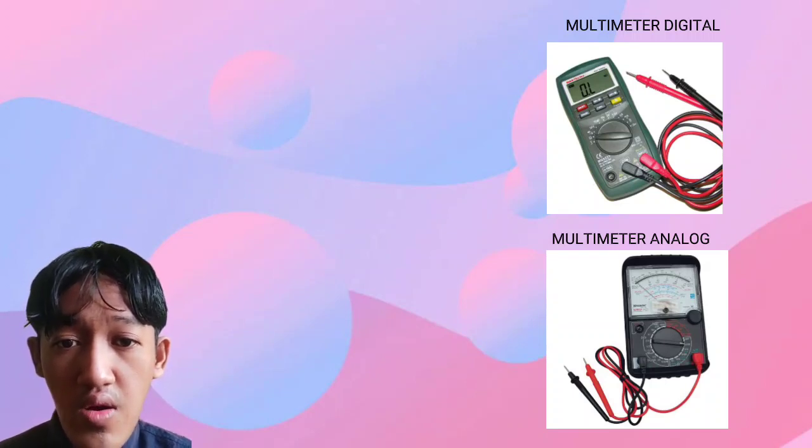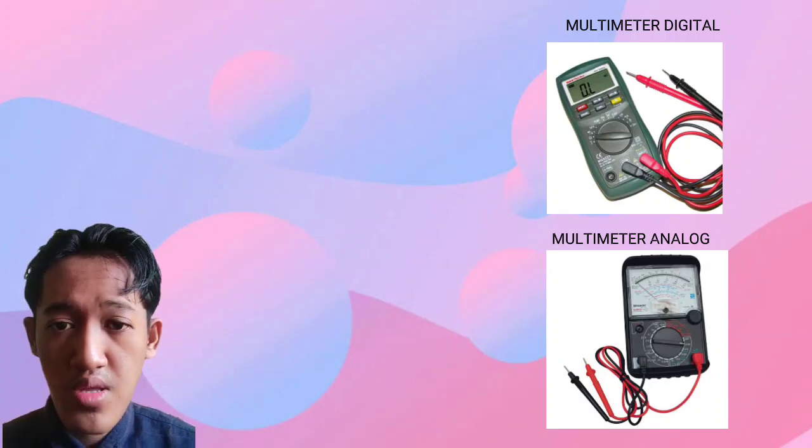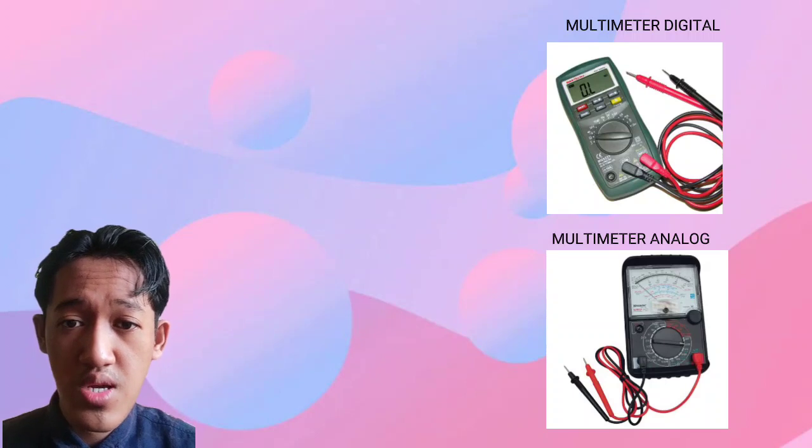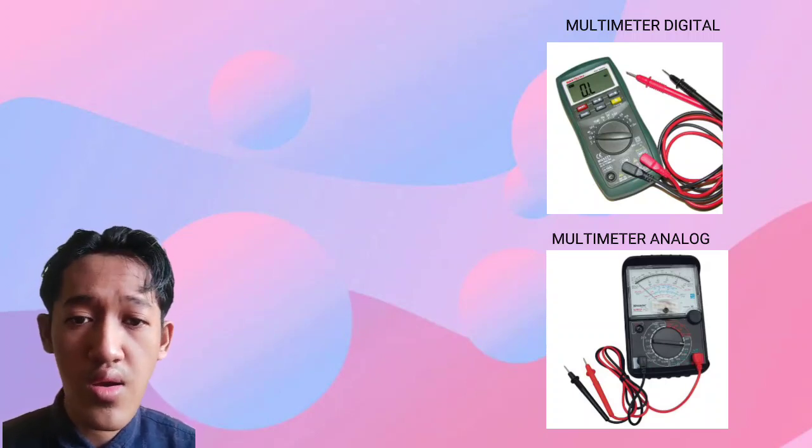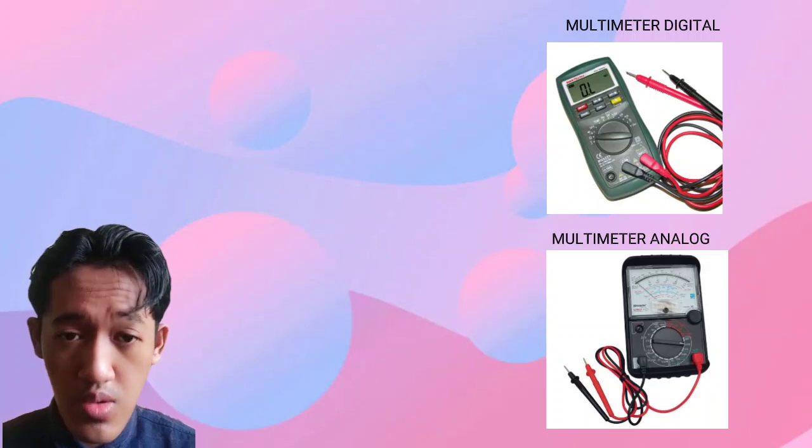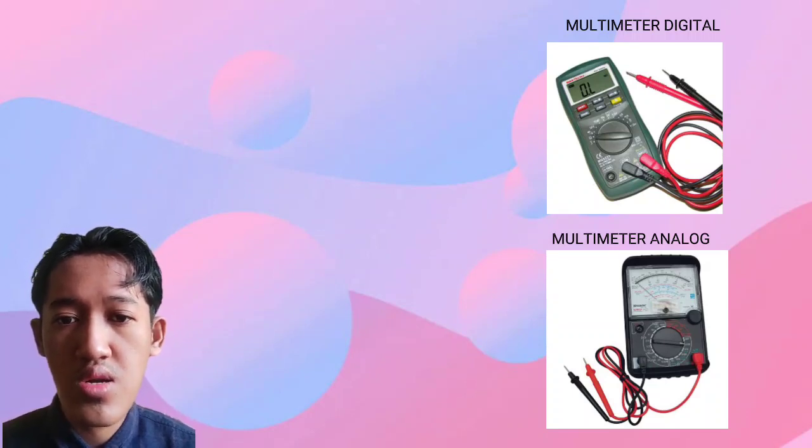For the price, of course, a digital multimeter is much more expensive than analog. The price of a digital multimeter can reach $40. The price of an analog multimeter is around $10. The multimeter also has some important parts.